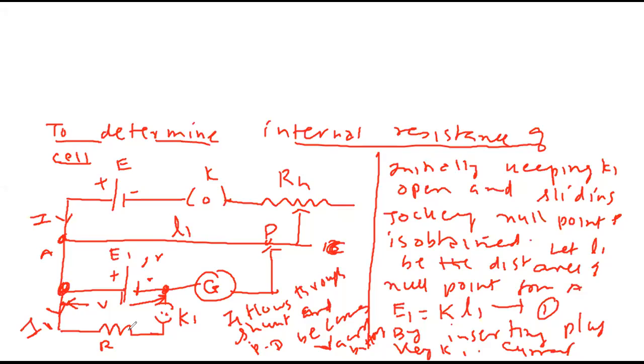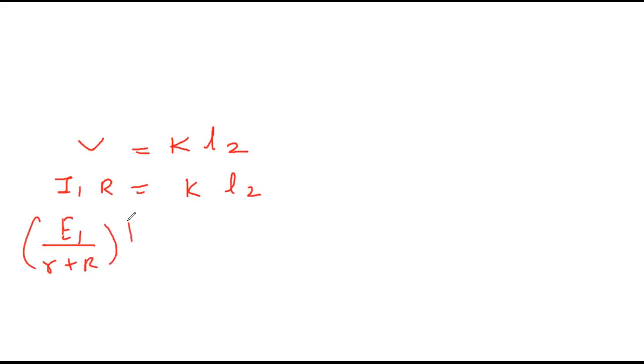So the potential difference becomes V, which is balanced at a new length L2. So I can say V equals K L2. Now V means I1 R equals K L2. I1 means E1 upon R plus r, into R, equals K L2.